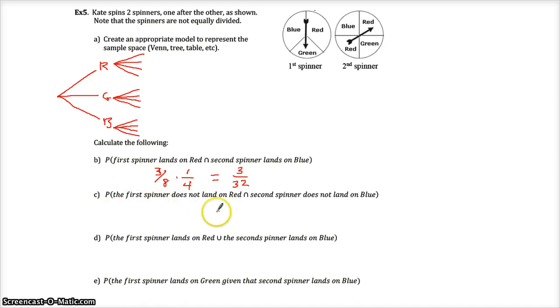Okay. First spinner does not land on red. So I like that being 5/8, if you look at the proportions of those angles there. And the second spinner does not land on blue. So that would be 3/4 of this area. That gives me 15 out of 32.